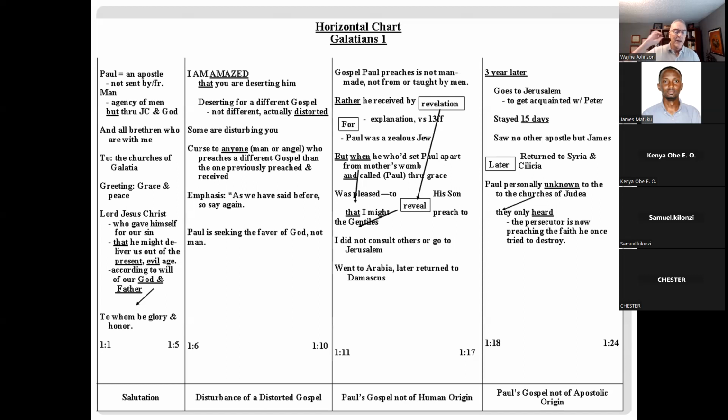And then I notice there's an emphasis statement, as we have said before, so say again. So these are just general statements. And my conclusion, the title that I gave for this paragraph was Disturbance of a Distorted Gospel. So the gospel was being distorted, and this was bringing disturbance to the churches.